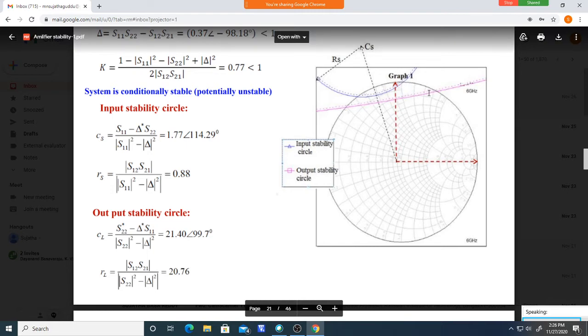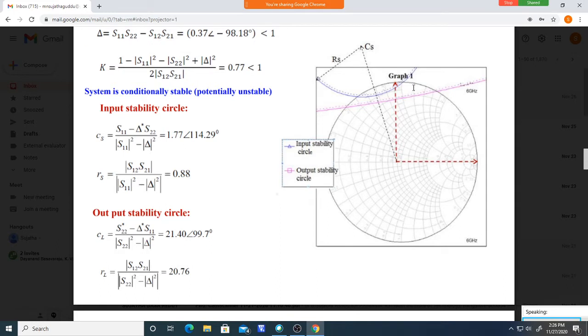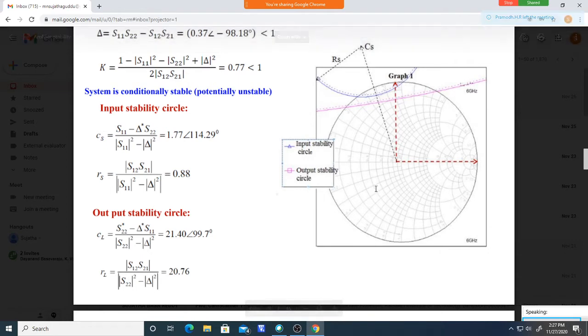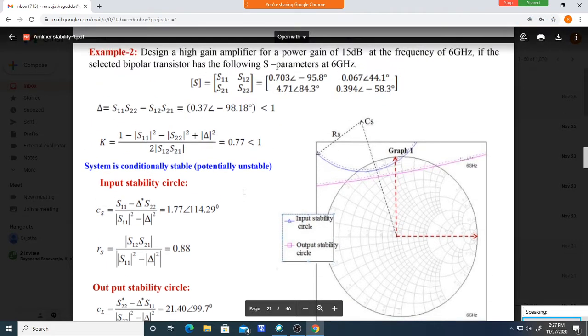You cannot use the values here for stable operation. Okay, so that is a one that we come to know. So this part, we cannot use as a ZL. Similarly, ZS, we cannot use this part. Only this part you can use for stable operation. So this is the first part, stability.